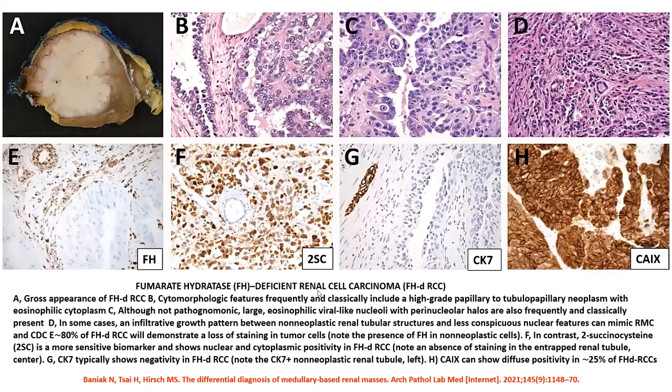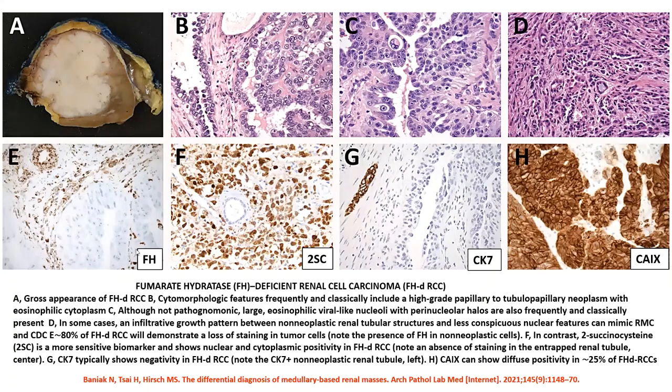This is a case of a fumarate hydratase deficient renal cell carcinoma wherein the architecture is predominantly tubulopapillary. Remember that tubulopapillary architecture can also be seen in the case of a collecting duct carcinoma. However, collecting duct carcinomas have retained expression of fumarate hydratase. In this case, in the image E, you see that the fumarate hydratase expression is lost within the tumor cells, while the 2SC expression is upregulated within the tumor cells.